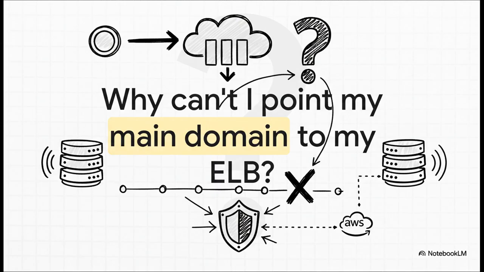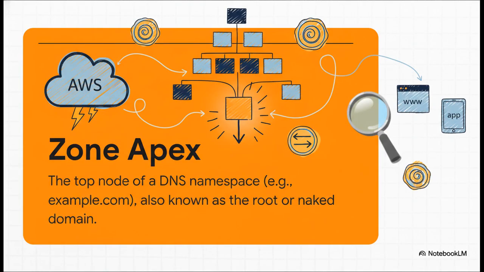Well, the answer goes way back to a long-standing rule and how the entire domain name system is designed. See, that main domain has a special name, the Zone Apex. You might also hear folks call it the root domain or the naked domain. The key thing to get is that this is not just any old subdomain like www or blog. It's the top level of your domain, and it has to play by a very specific set of rules.